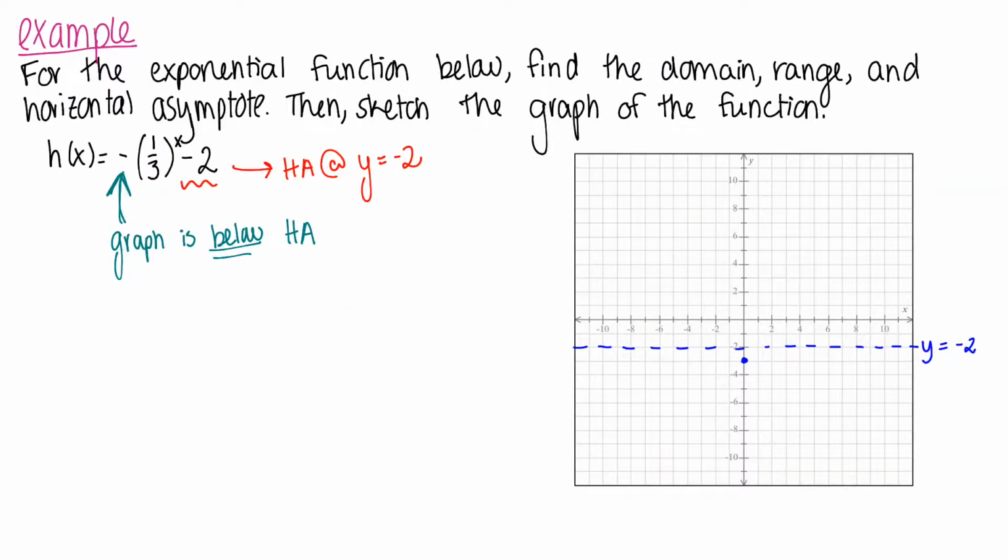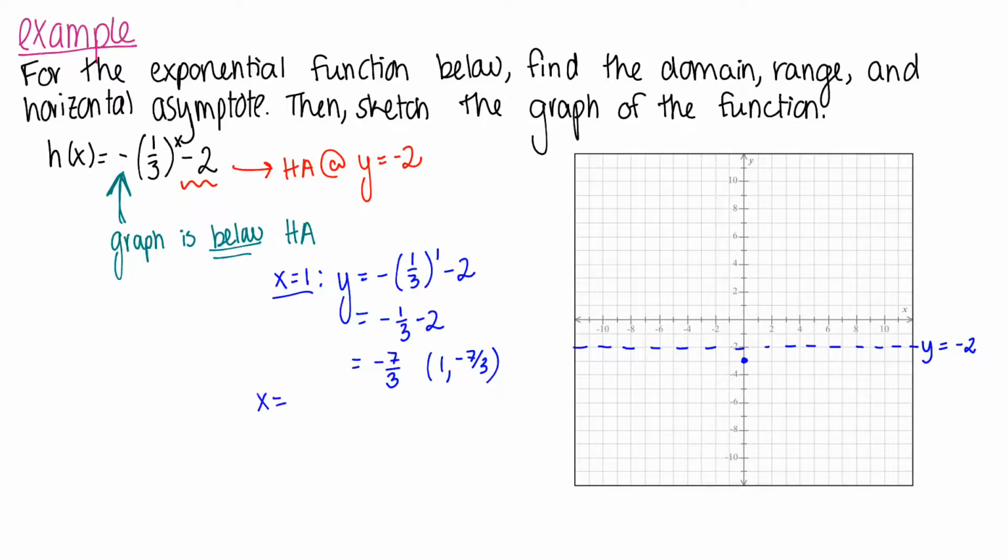And maybe I'll just demonstrate that. So if I do x equal to positive 1, then y is equal to negative 1/3 raised to the 1 minus 2. So you have negative 1/3 minus 2, and that's going to be negative 7/3. So we have the point 1 comma negative 7/3. That's not a very fun point to plot.